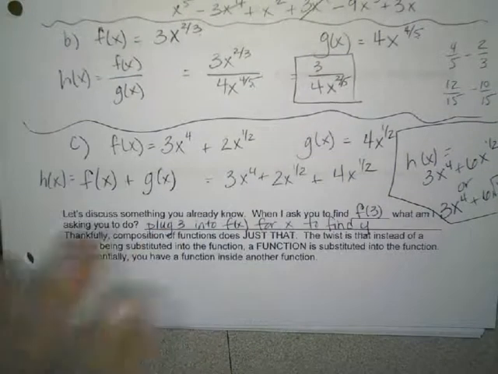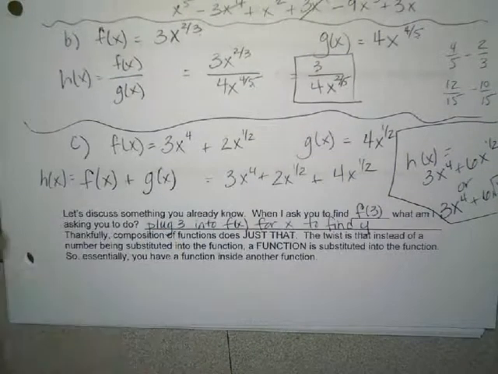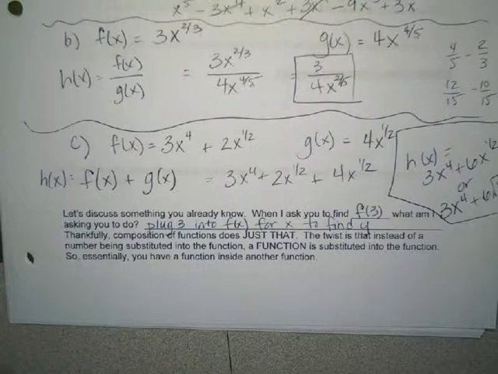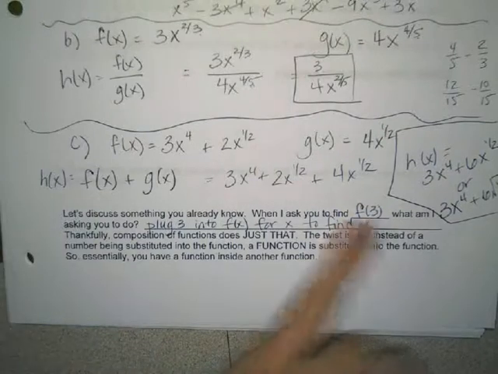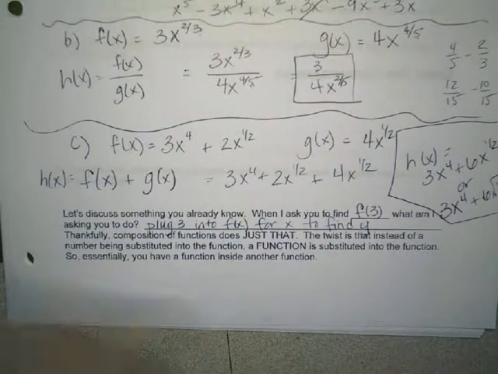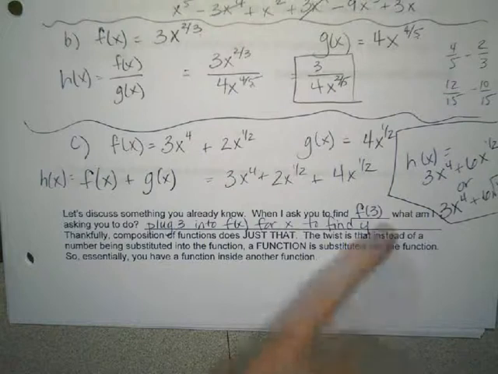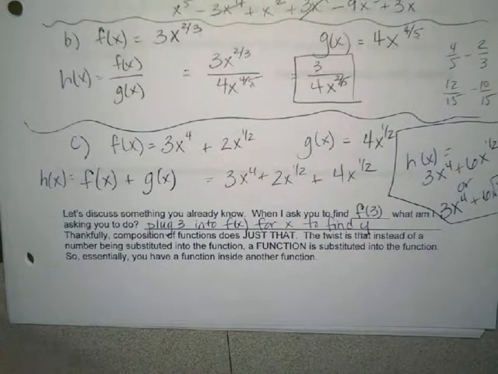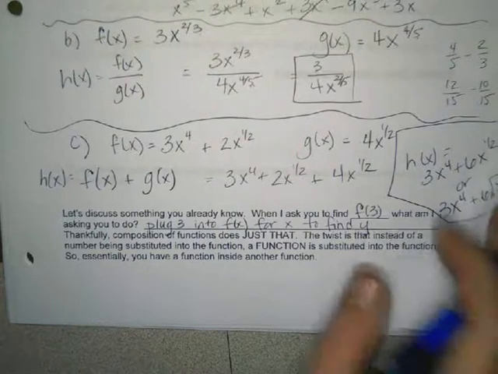Thankfully, since we already know how to do that, composition of functions just does that. The twist is that instead of a number being substituted into the function, like instead of saying f of 3, a function is substituted into the function. So instead of saying f of 3, I might say f of g of x. So instead of the 3, you have a function that you're plugging in. So essentially, you're going to have a function inside another function. Okay, so composition of function.